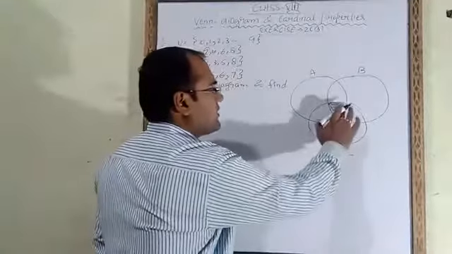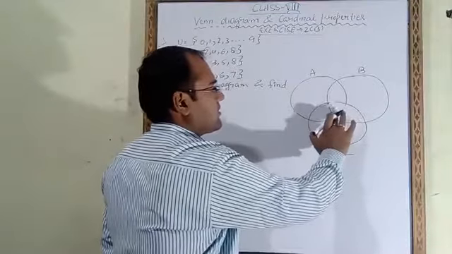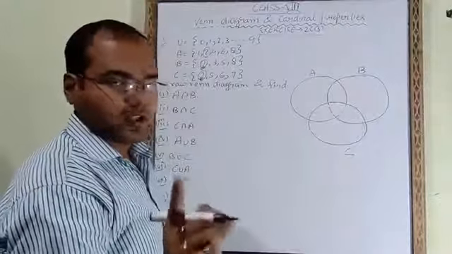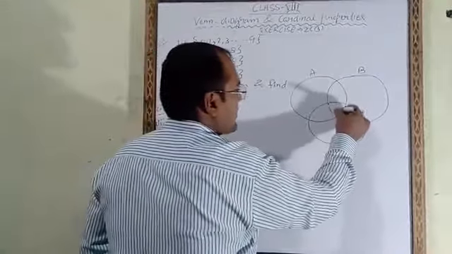Here in this part we have to fill the element which is common in all three sets A, B and C, which is 2. So first of all you have to fill 2 here.